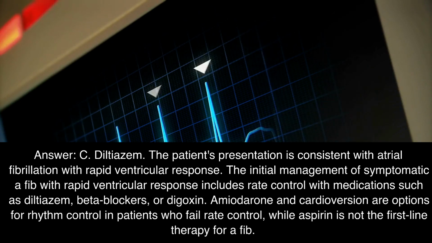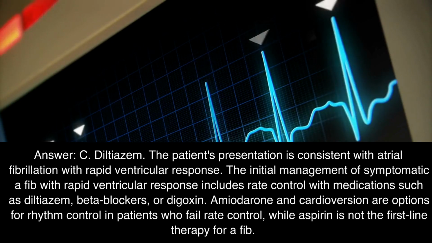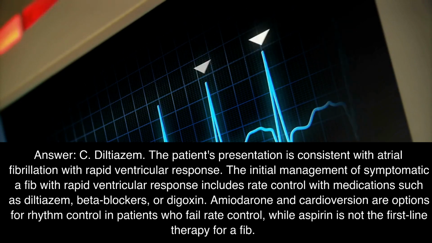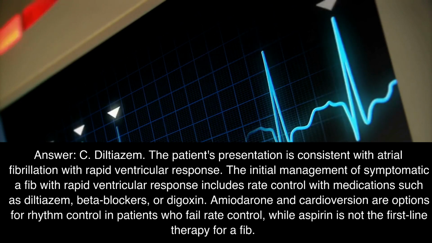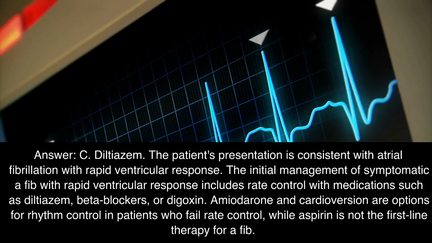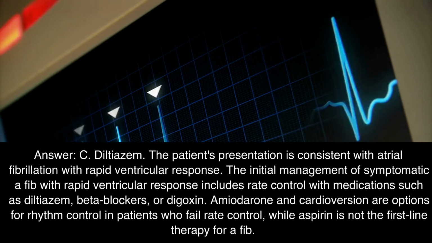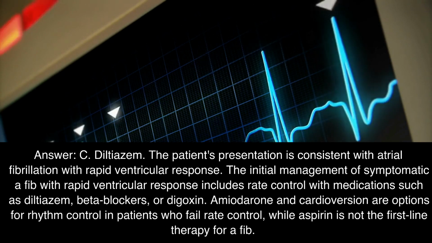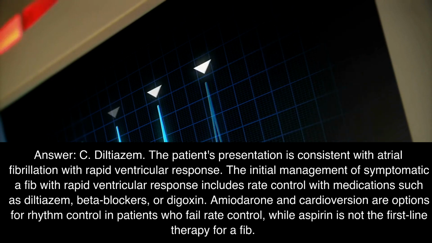Answer. C. Diltiazem. The patient's presentation is consistent with atrial fibrillation with rapid ventricular response. The initial management of symptomatic AFib with rapid ventricular response includes rate control with medications such as diltiazem, beta blockers, or digoxin. Amiodarone and cardioversion are options for rhythm control in patients who fail rate control, while aspirin is not the first-line therapy for AFib.